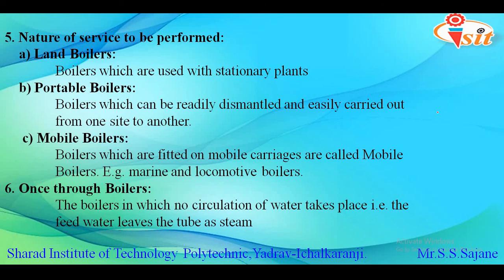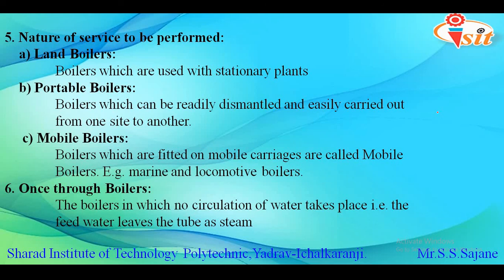Again, the next classification is the once through boiler. These are the boilers where no circulation of water takes place, that is, the feed water leaves the tube as steam. On the other hand, we can consider another type of boilers where we have multiple tubes, and the water present in these tubes is circulated, converted into steam and then provided for further application. So this was regarding the once through boilers or the multi-tube boilers.